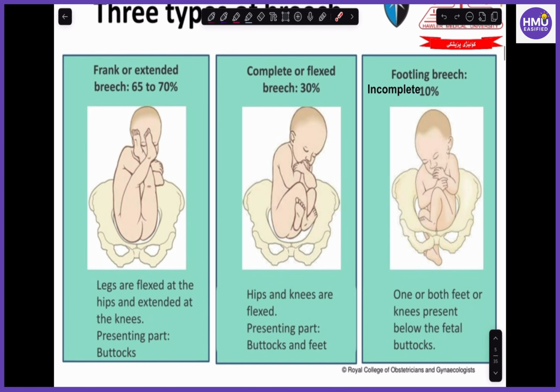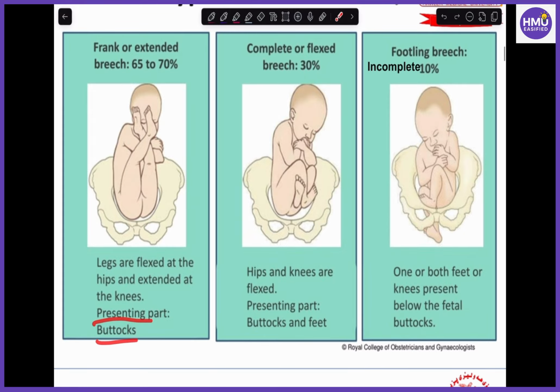Types: frank or extended breech, legs extended, hips flexed, presenting part buttocks. The complete or flexed breech, hips are flexed, knees are flexed, both are flexed, presenting parts buttocks and feet. And footling breech or incomplete, one or both feet or knees are presented.